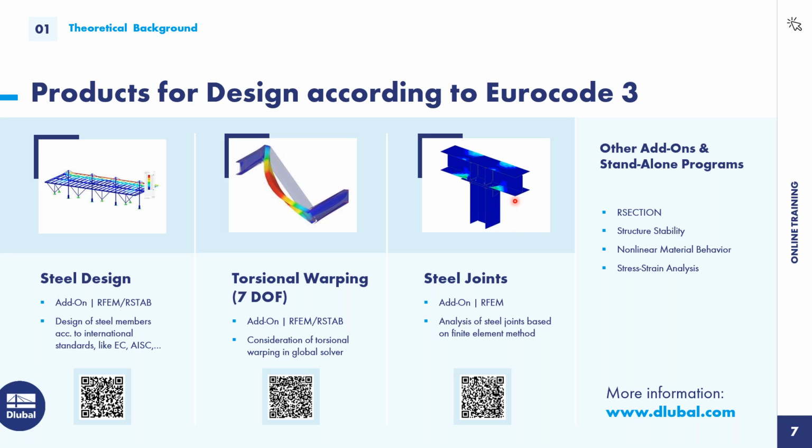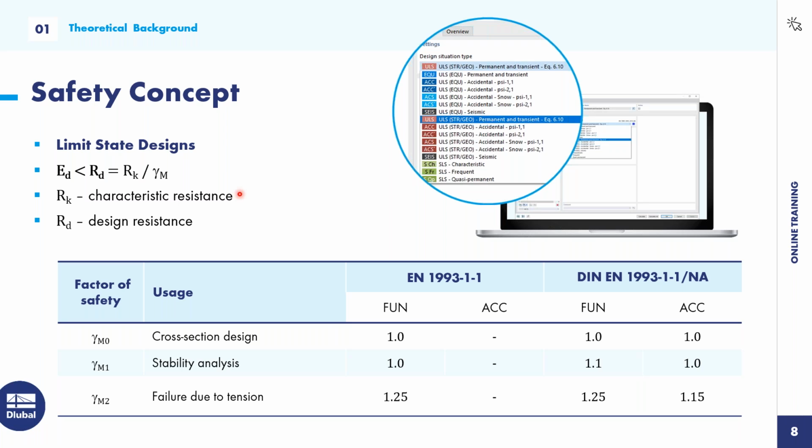joints or steel connections. Okay, so safety concepts in steel design, especially in the Eurocode. What do we have here? Generally, we take the design effects and compare them to the design resistance, and the design resistance is composed of the characteristic resistance divided by the safety factor.